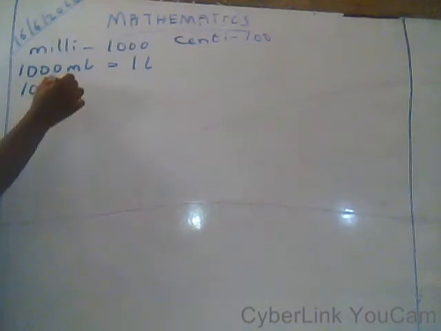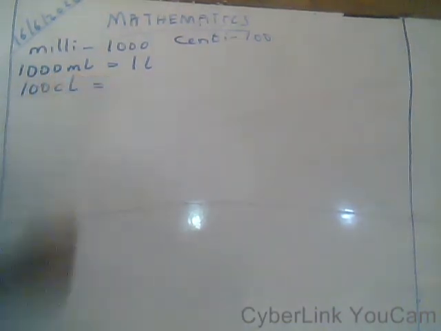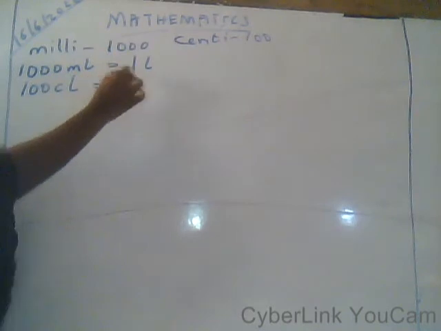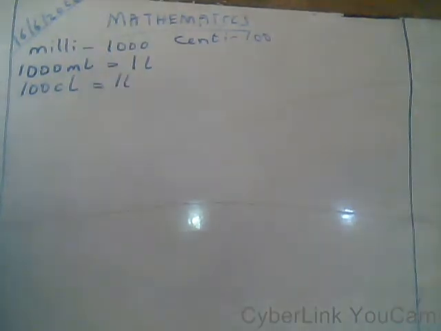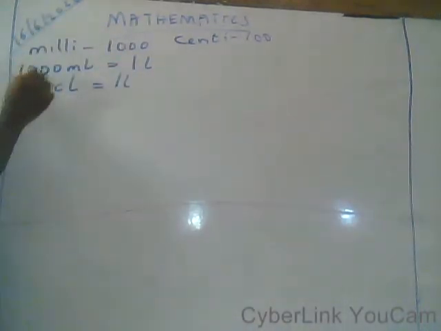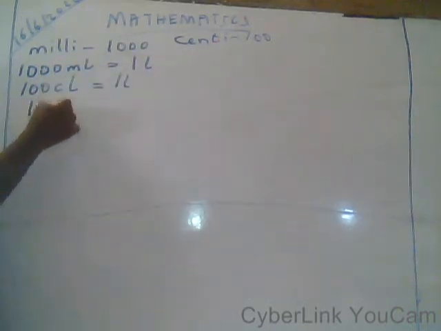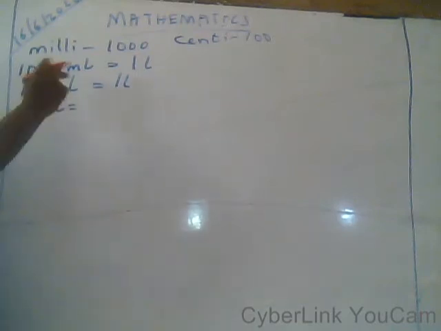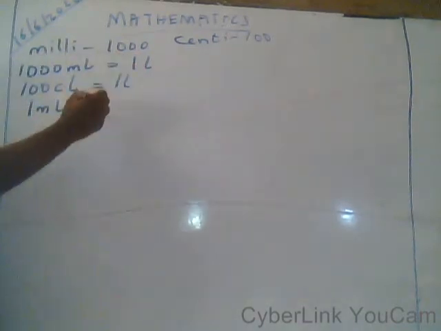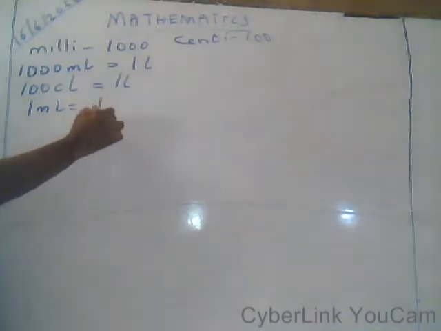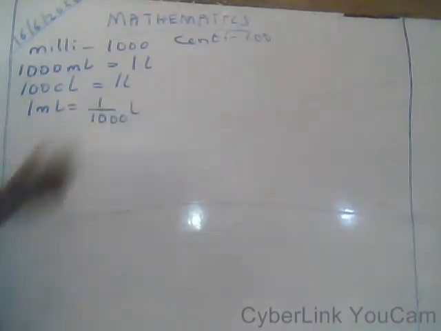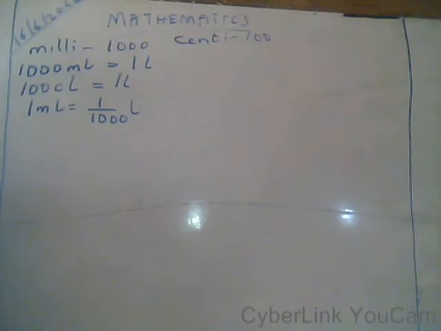100 centiliter will give us 1 liter. Now I want to do it vice versa. Since I have 1000 milliliter to be 1 liter, what if I have 1 milliliter? If I have 1 milliliter, I will have to divide this 1000 by 1. Therefore, that will be 1/1000 liter. That is, 1 milliliter is equal to 1/1000 liter.